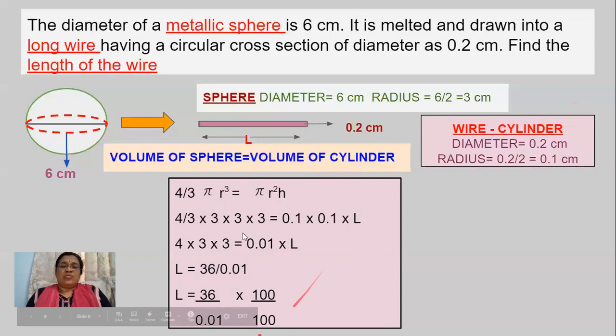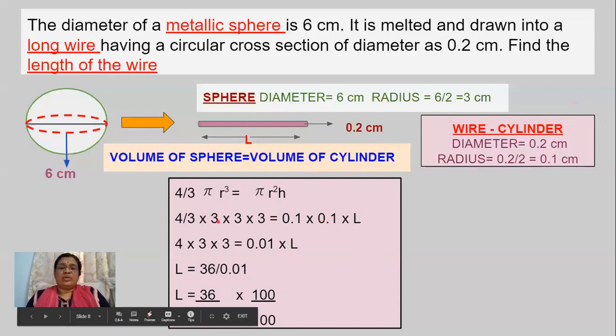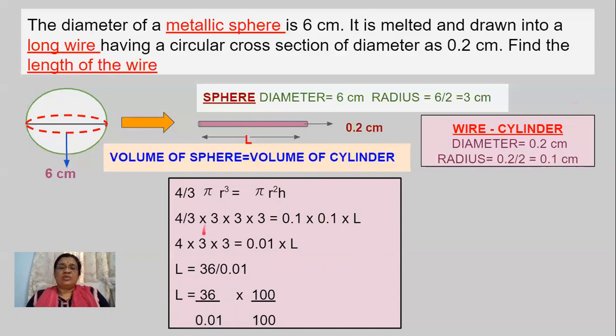So here 4 into 3 into 3. So this 3 will cancel with 3. This 3 is there in the denominator and this 3 is there in the numerator. These two will get cancelled. So what remains? 4, this 3 and this 3. 4 3s are 12, 12 3s are 36 here. Here 1 into 1, that is 1 only.